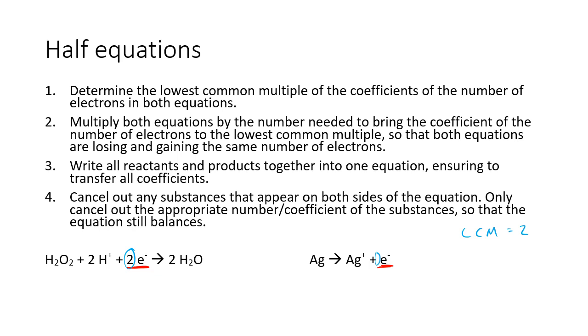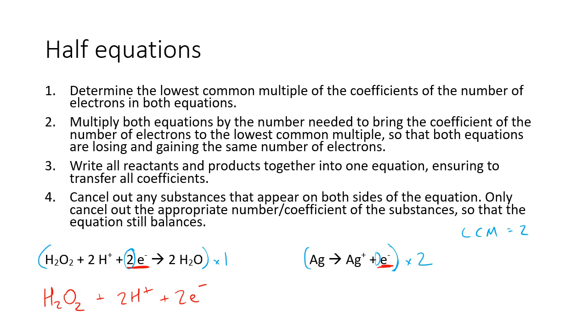Okay, so the lowest common multiple is 2, so what do you have to multiply this one by? Well, you multiply it by 1, and this one you have to multiply by 2, because that's a 1 coefficient there. Then you write all of the reactants and products together in one equation, ensuring you transfer all coefficients. So for this left-hand side equation, we're going to write out all the reactants here, multiplying by 1. So H2O2 times 1 is just one of them. The hydrogens, 2 of them, times 1. And the 2 electrons here.